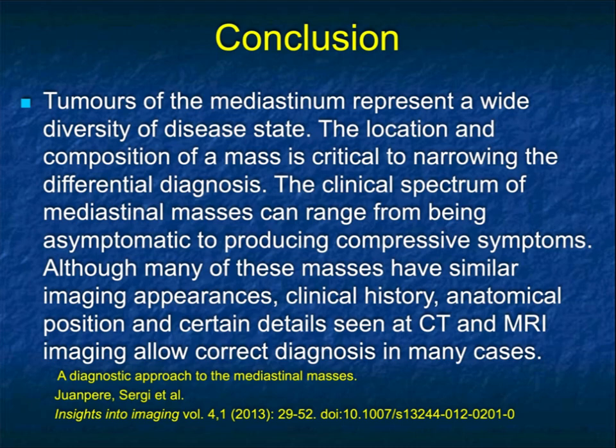So now I've gone through a range of pathologies. I did not cover everything, and I'll be back. I promise I'll be back with more on the mediastinum. But tumors of the mediastinum represent a wide diversity of diseases. Location and composition of a mass is critical to coming up with the best differential diagnosis. Some patients are symptomatic, some are asymptomatic. Some masses have similar appearances. Think about that parathyroid adenoma I just showed you, which looks like a thymoma, which looks like an enlarged node. But I think a combination of clinical history and CT findings will take you down the correct road in most cases. And with that, I thank you very much for your attention.